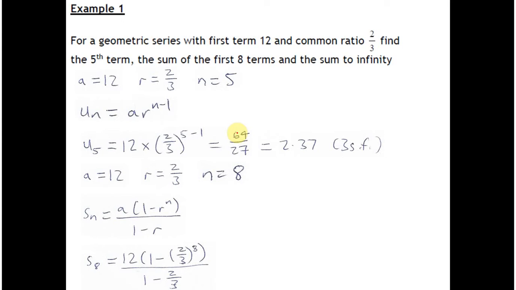Sticking in the values, S8 equals 12 times 1 minus 2/3 all to the power of 8 all over 1 minus 2/3. The exact answer we get for that is 25,220 all over 729, rounded to 3 significant figures, 34.6.